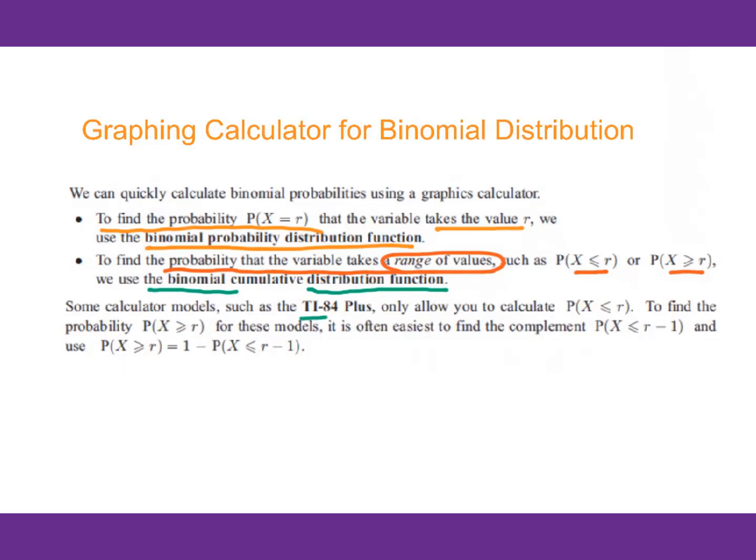For the TI-84 Plus, which we are using in the classroom, with the binomial cumulative distribution function, we can calculate the probability X less than or equal to r. To find the probability X greater than or equal to r, you have to use this formula. Pay more attention to here. This one is X less than or equal to r minus 1.